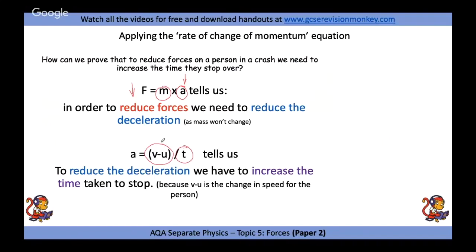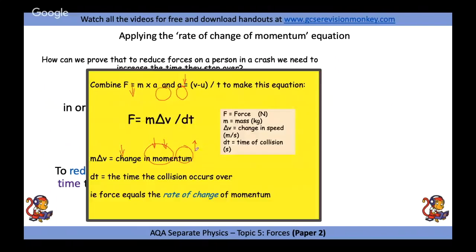If I'm in a crash, I can't change my starting speed and my final speed. It's going to be fast to stopped. But I can change my time taken to stop. If I change my time taken to stop, I change my acceleration. My acceleration will go down. So we can combine these two things together.